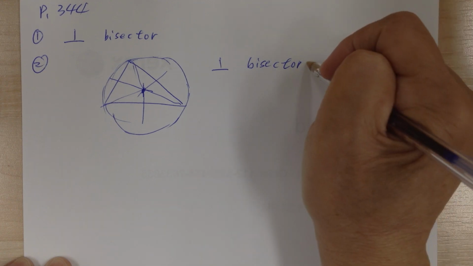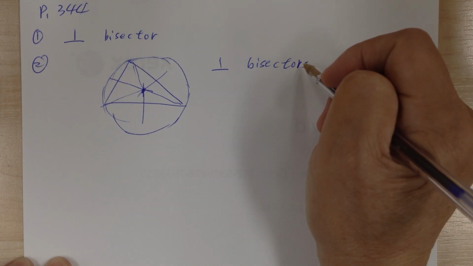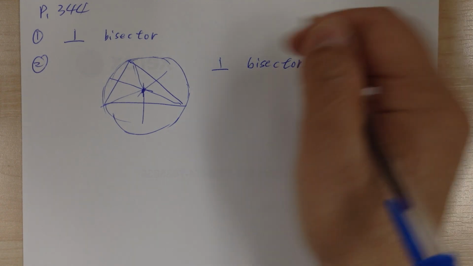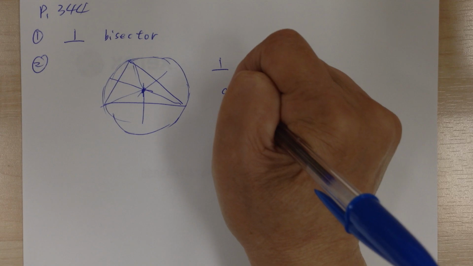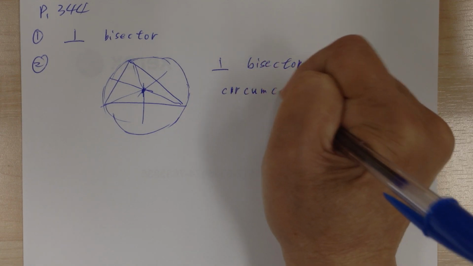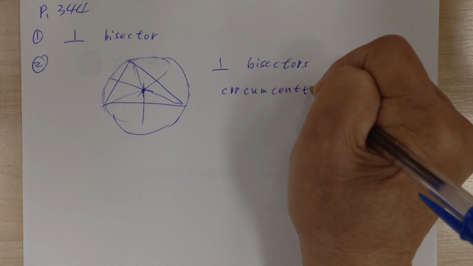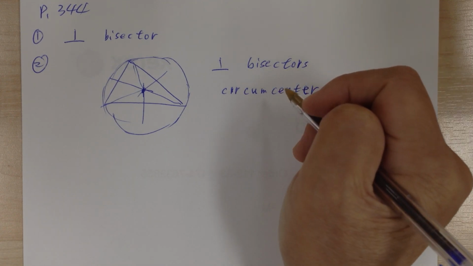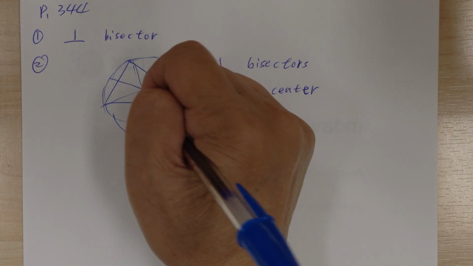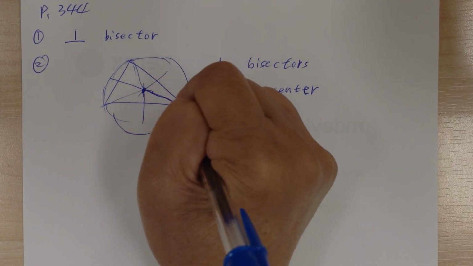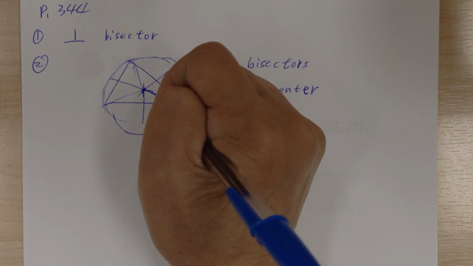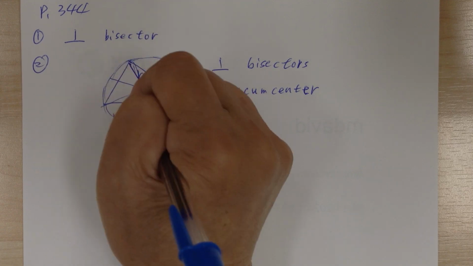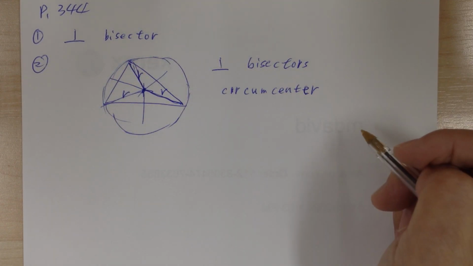So find the perpendicular bisector to each side, and the center is called the circumcenter. So that's the first part. And describe its radius. The radius would be equidistant to the vertices. So the radius would be from the circumcenter to the vertex of the triangle.